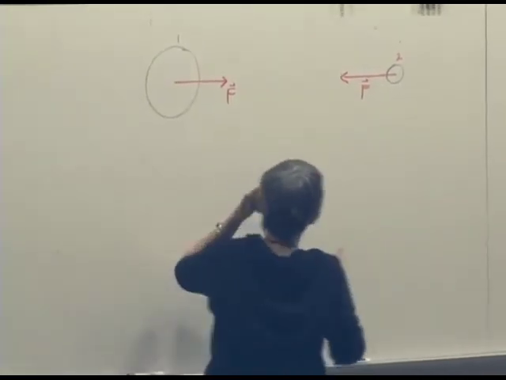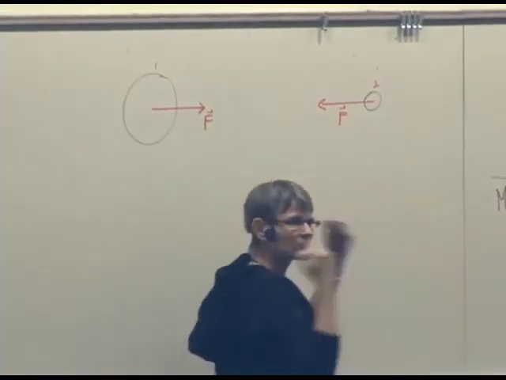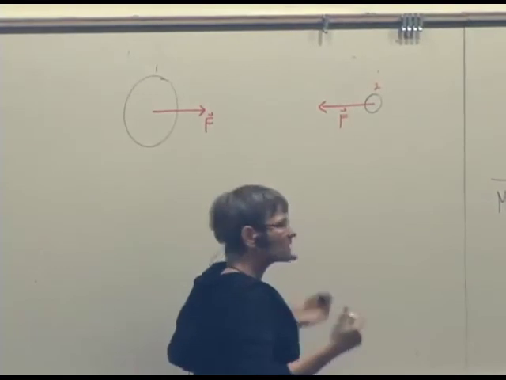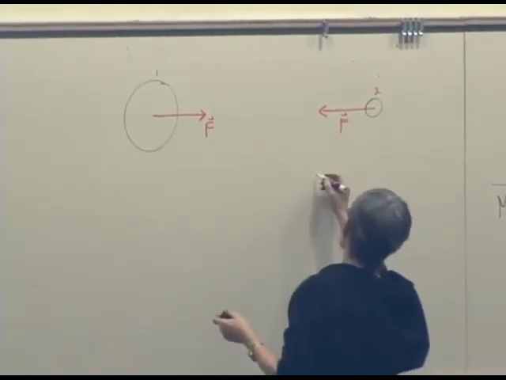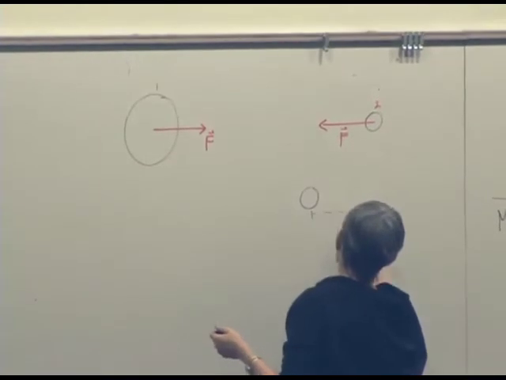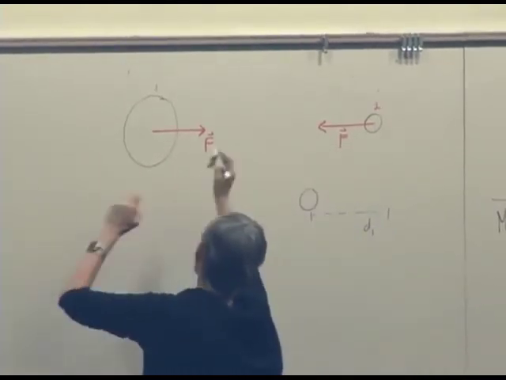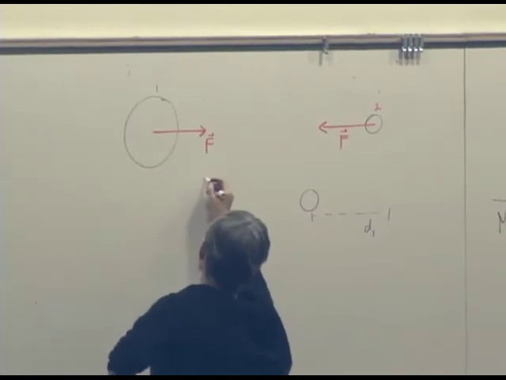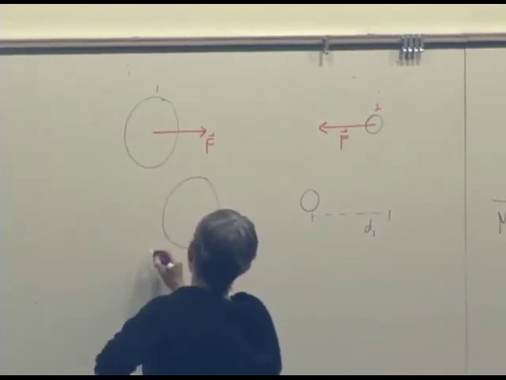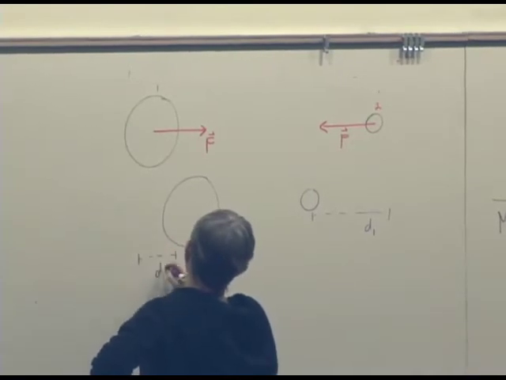Okay, so they start here, and during some period, because this one's smaller, its speed increases more, so it moves farther. So let's say it moves a distance d1. This has a bigger mass, so it doesn't gain as much speed. So during this time, it moves a distance d2.